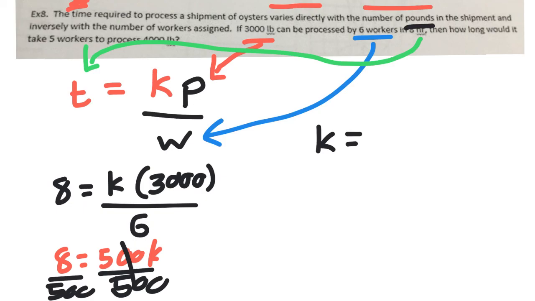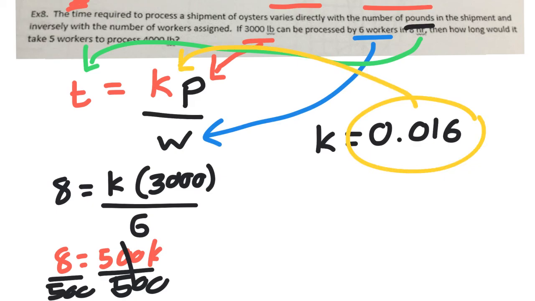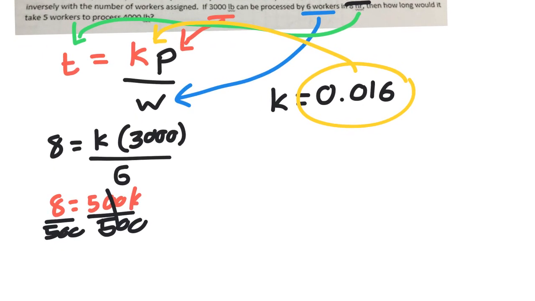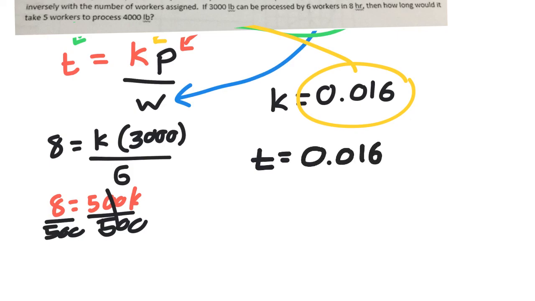But y'all probably want to make that a decimal. What is that as a decimal? 2 over 125. 0.016. Okay, so now I know what K is, so I'm going to plug that in to my original and then apply it in a new situation. So let me clean some of this up so I can see the numbers. There we go. So now as I'm plugging in, T equals 0.016 times P over W.